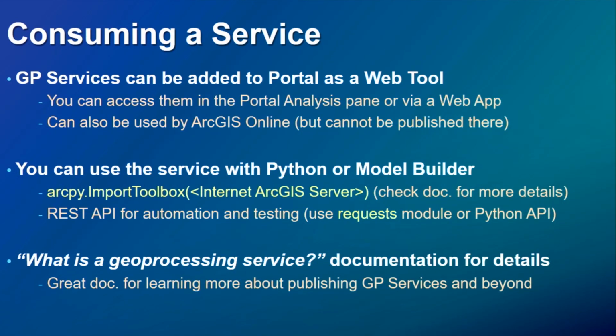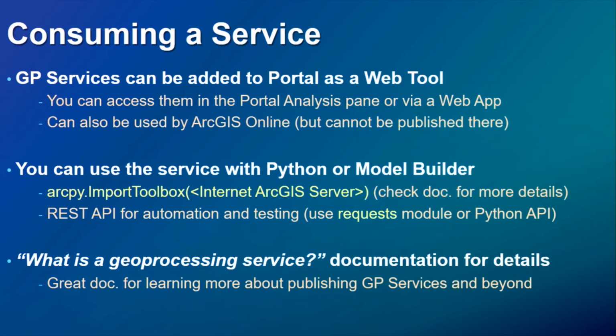First, we can consume the services in the portal. When you log in to the portal in Pro and publish your web tools there, the GP service is already linked to an item in the portal. That item references the geoprocessing service published to the portal. Since there is an item, you can consume that web tool in the analysis pane, which is available in the web map viewer, or use it in the Web AppBuilder from the portal.